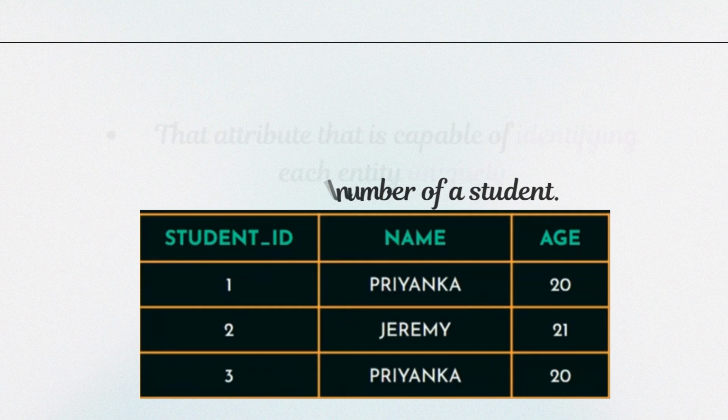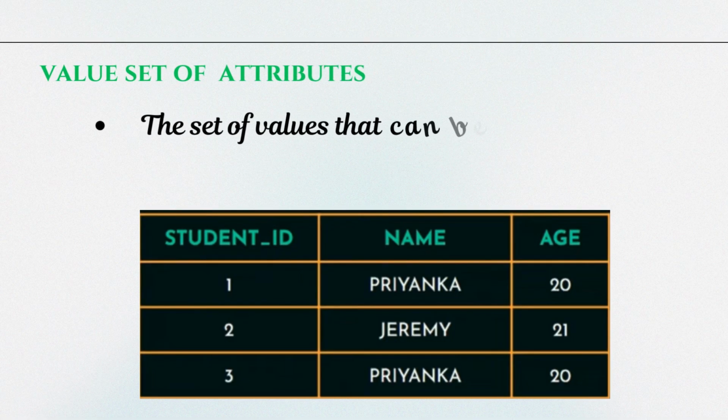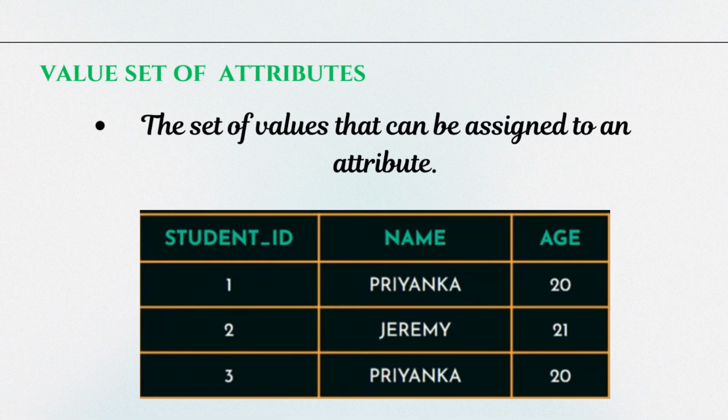Next, what is the value set of attributes? The value set of an attribute is the set of values that can be assigned to that particular attribute. For example, if the range allowed for the age of an employee is between 22 and 60, then we can specify the value set of the age attribute of an employee as the set of integer numbers between 22 and 60. So that is called a value set.